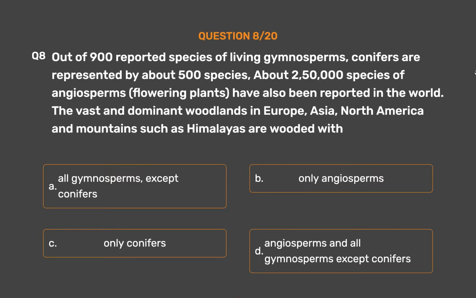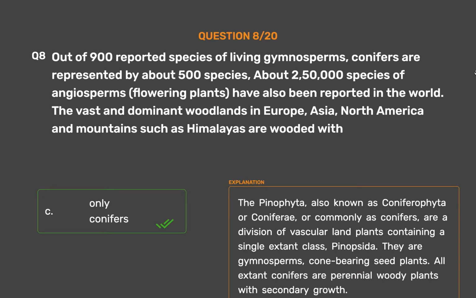The correct answer is Option C. Only conifers. The pinophyta, also known as coniferophyta or coniferae, or commonly as conifers, are a division of vascular land plants containing a single extant class, Pinopsida. They are gymnosperms, cone-bearing seed plants. All extant conifers are perennial woody plants with secondary growth.